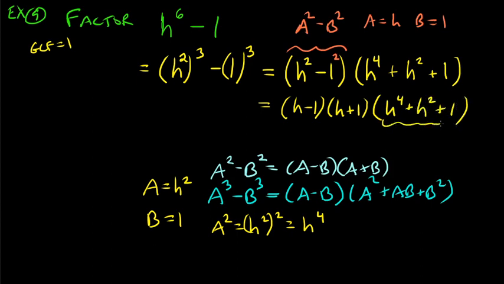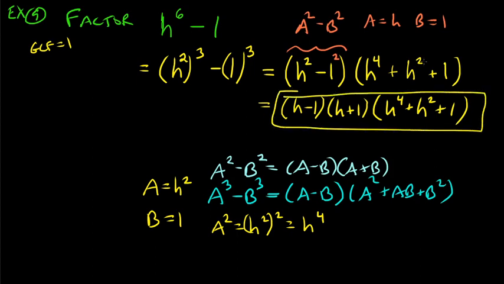Now, what about the h to the fourth plus h squared plus 1? Can we factor that? No, I don't think so. So that's prime. Remember, the trinomial here, this part here is always going to be prime, at least for our purposes. There are some situations where this could be factorable, but I don't think this is one of them. I could be wrong, but it doesn't matter, right?